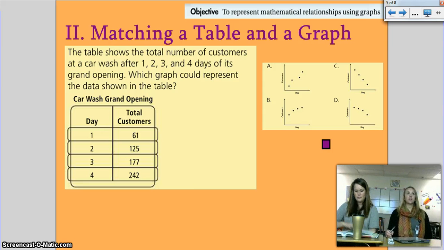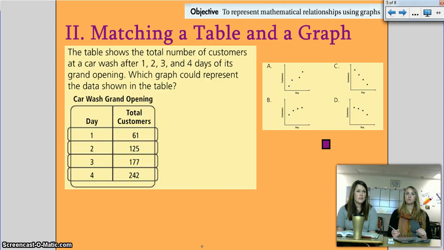Okay, the table shows the number of customers at a car wash after 1, 2, 3, and 4 days of its grand opening. Which graph could represent the data shown in the table? So, grand opening of a car wash. First day, there are 61 customers. Second day, 125 customers. Third day, 177 customers. Fourth day, 242. That's total customers. Oh, it's a running total. It looks like it.